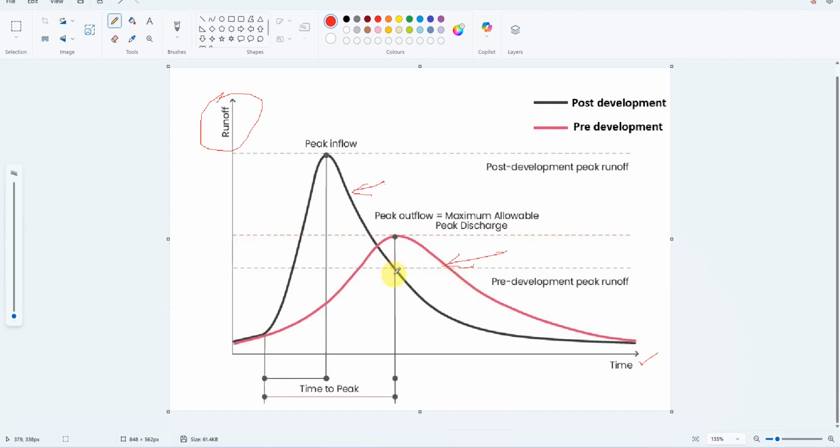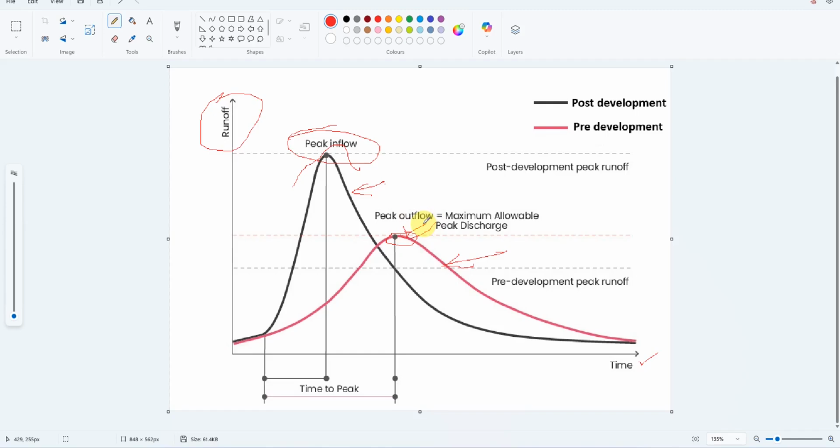In case of urban development, which is covered with smooth surfaces like our roads or the buildings, rainwater travels much faster. So if you can see this graph, this peak is the post-development, and this red color plot is for pre-development.